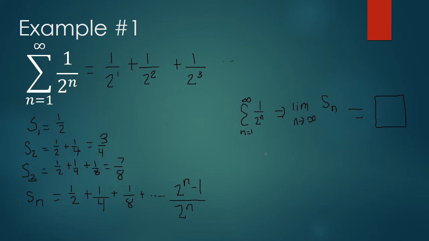Let's figure out what the limit as n goes to infinity of 2 to the n minus 1 over 2 to the nth will be. So if I plug in infinity, I get infinity over infinity, which is an indeterminate form. So I can go ahead and take a derivative of numerator and denominator.